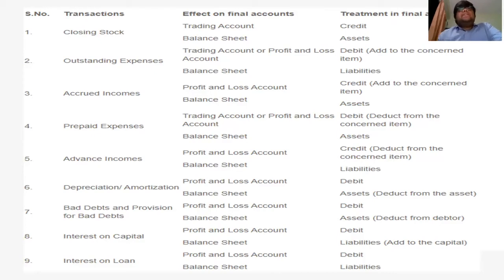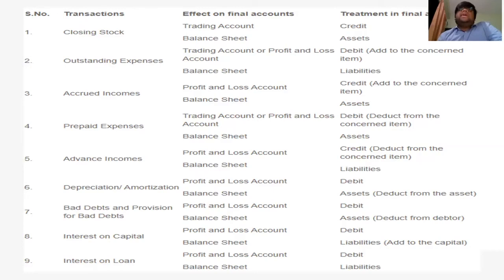The next one is depreciation or amortization. The permanent decrease in the value of fixed asset due to continuous use is called depreciation. It is the loss of the business. So it is deducted from the concerned asset on the asset side and shown on the debit side of the profit or loss account.